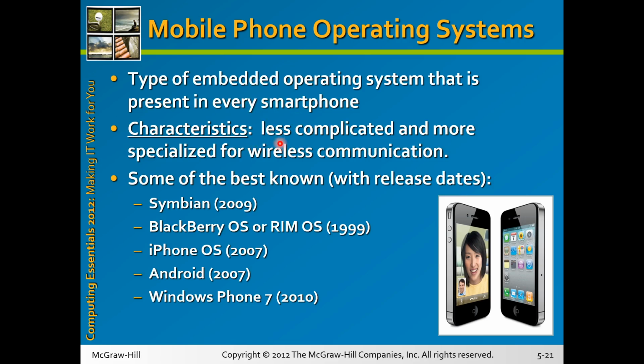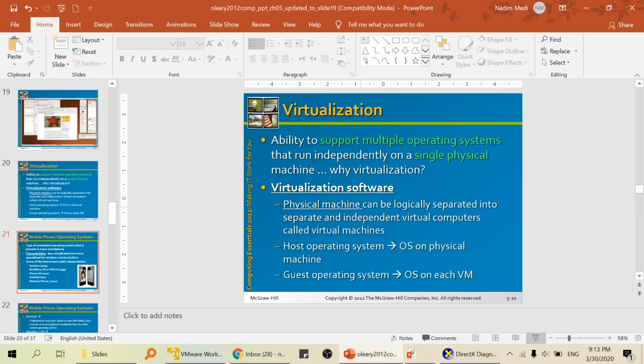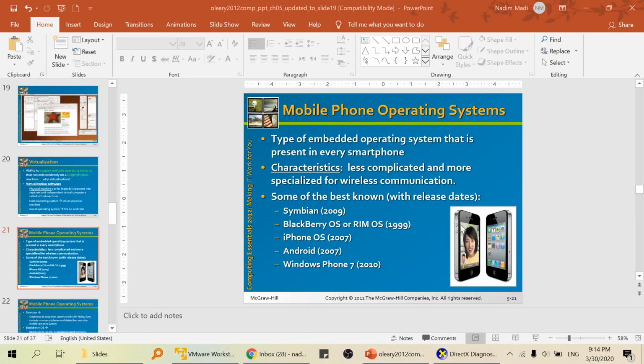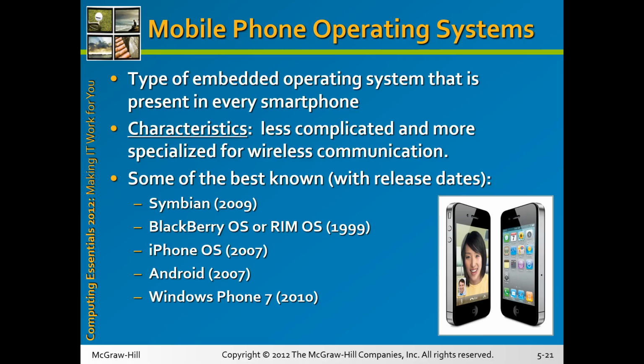So the second thing here is that the operating system should be less complicated and more specialized for wireless communication. Less complicated means that it should be direct to the point. You don't need to have a lot of functions in a software that is meant to do one particular task. For example, a software that is meant to be used for the alarm should have only the alarm system, besides some other related tasks.